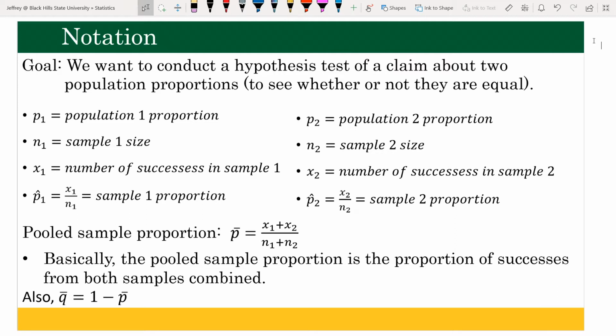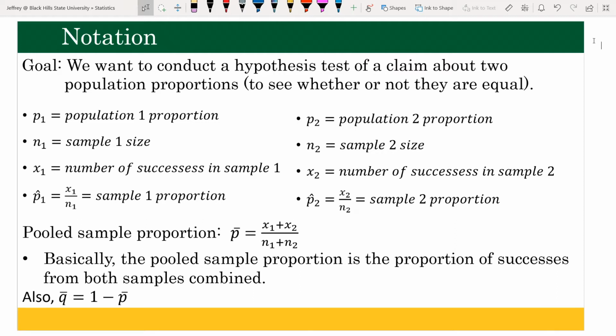And in this particular case, we're actually comparing two different groups. So to keep the notation simple, we will use 1 and 2 to represent population 1 and population 2. And we'll use the same notation as what we did for the first population proportion test. So we'll end up using P1, N1, X1, and P1 hat to represent stuff from the first sample or from the first population. And again, P hat is the sample proportion, and P is the population proportion.